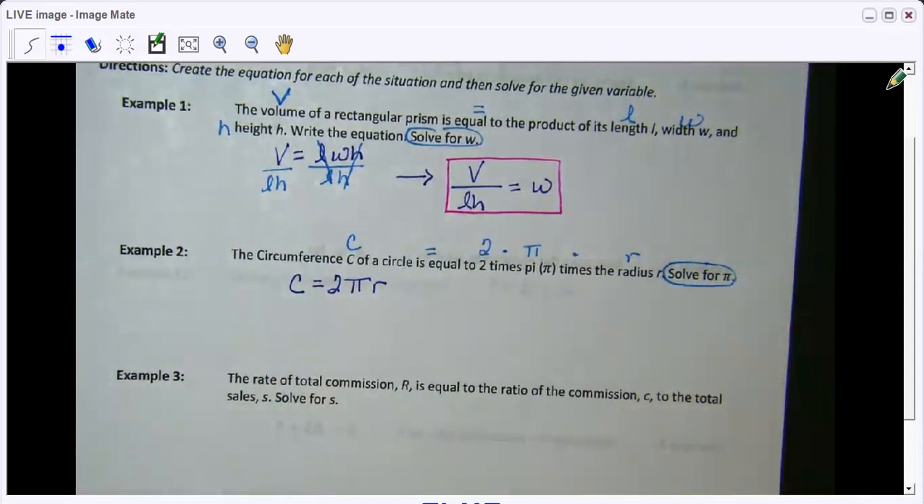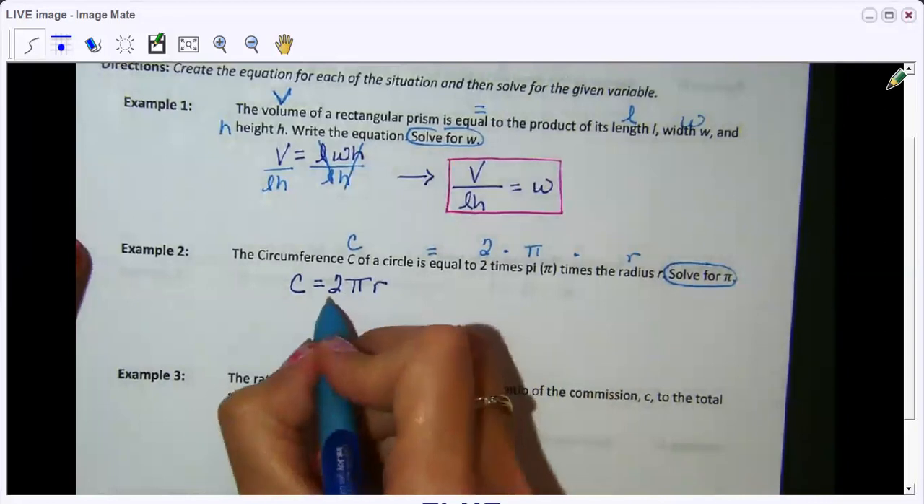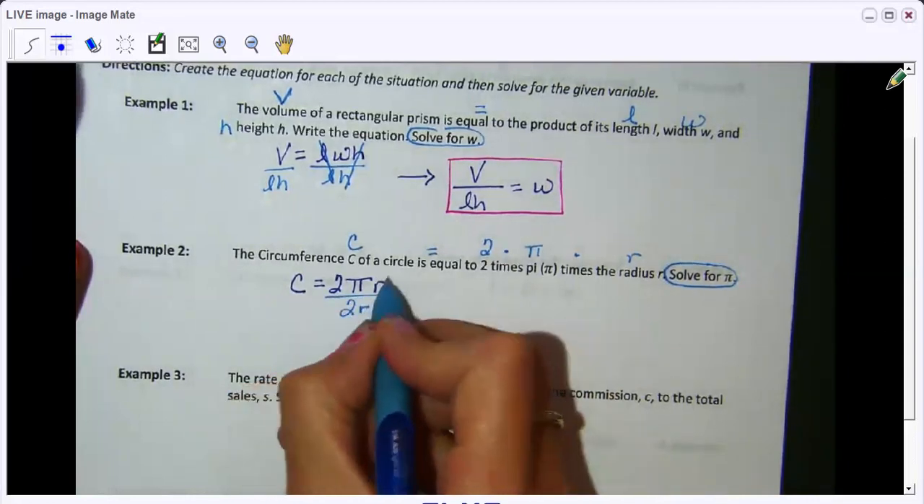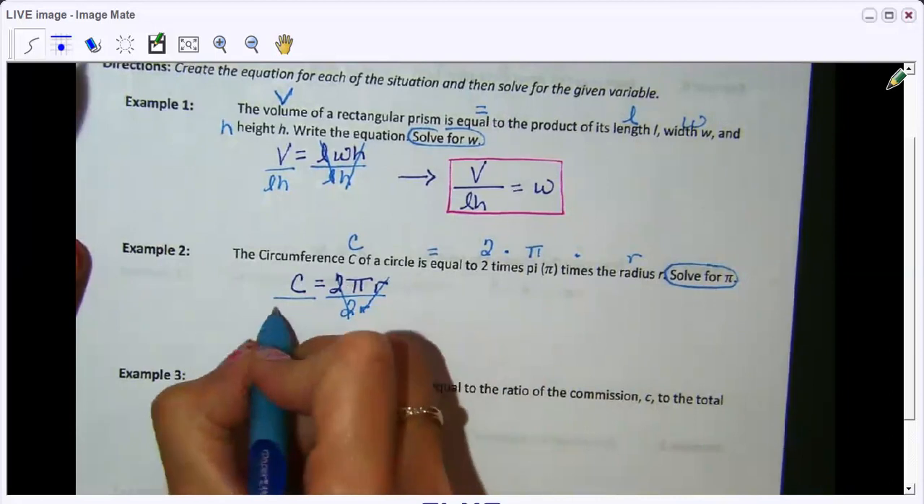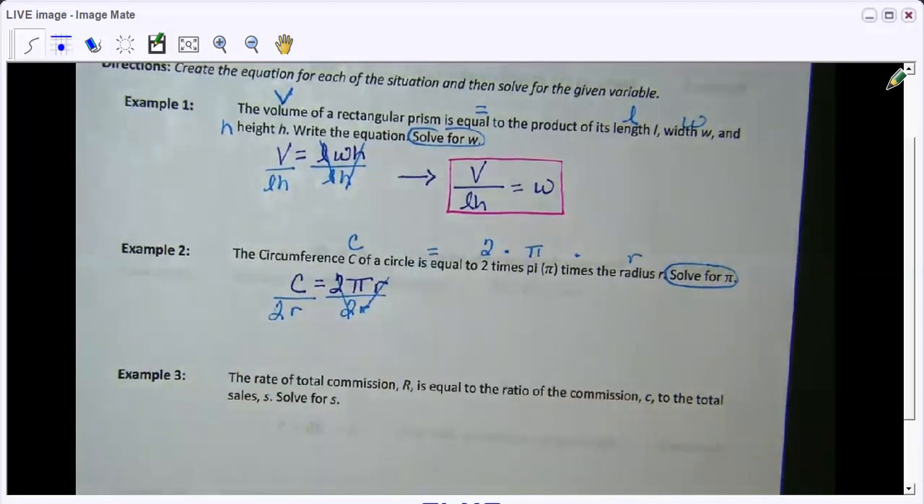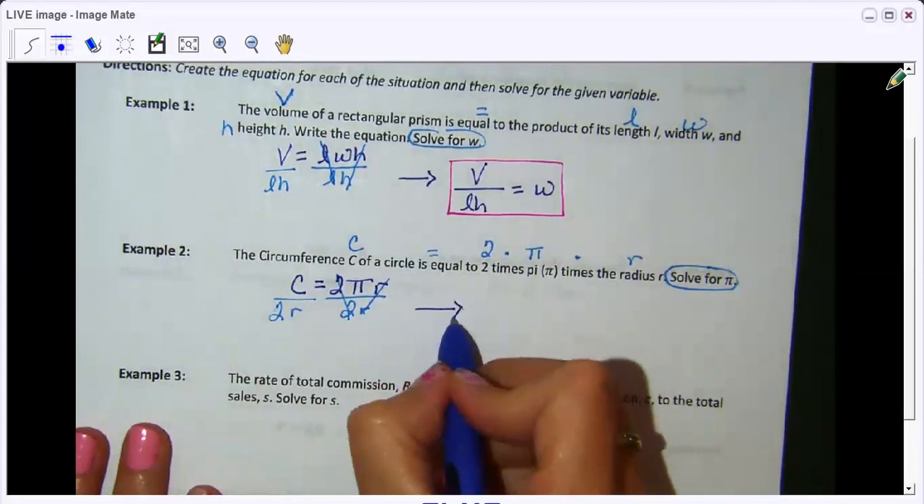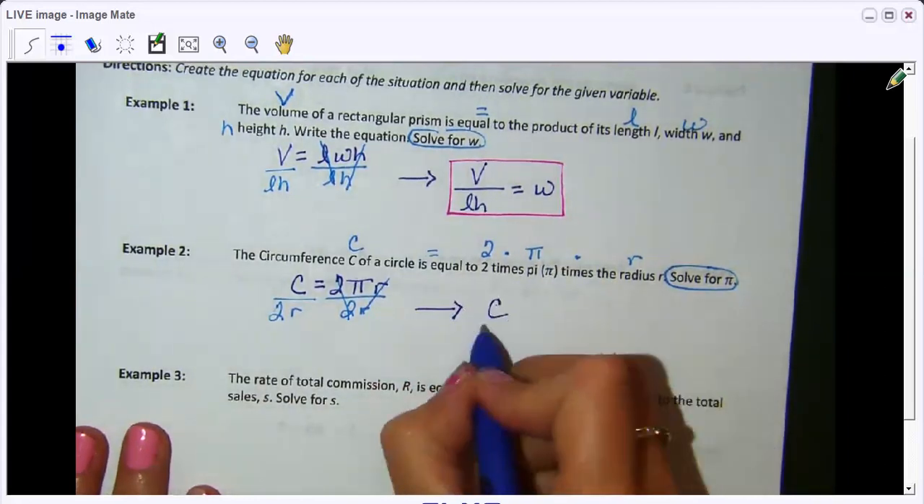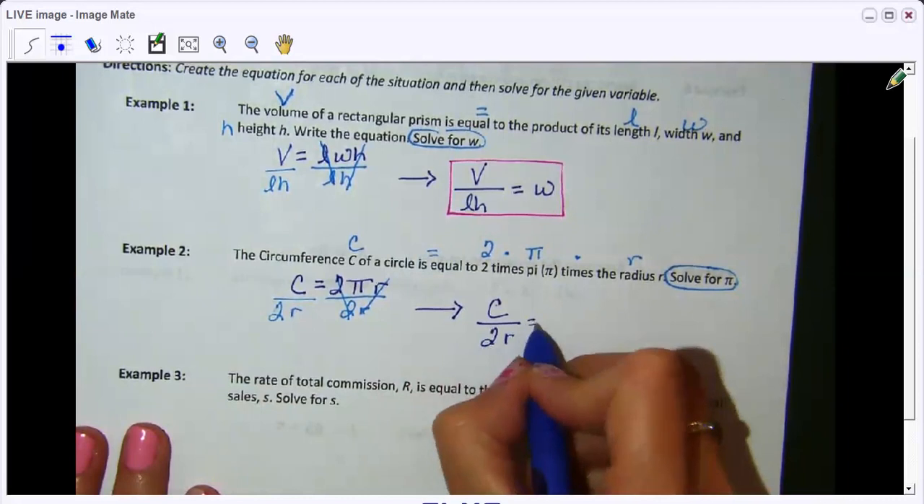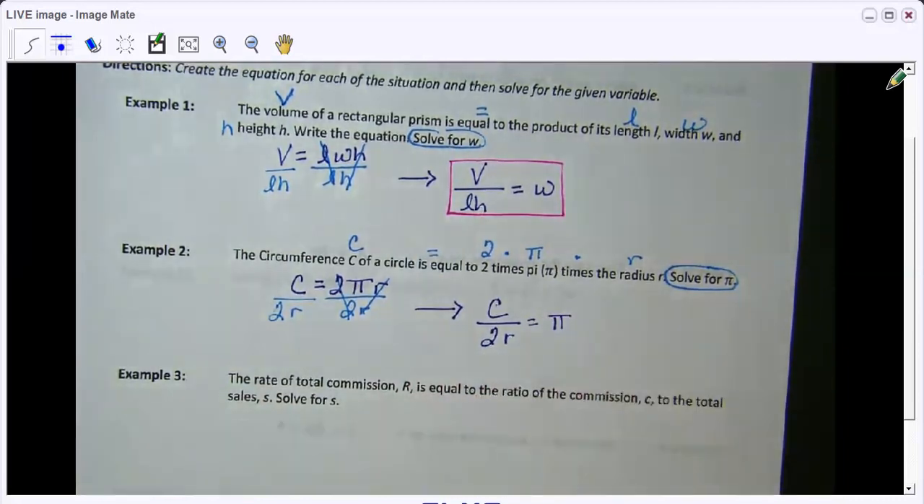We just did one like it. So somebody different who has not answered, tell me what we have to do to both sides of this equation. Caleb. Divide both sides by 2 times r. Exactly. Divide both sides by 2r because we get rid of it here. And then we have to do the same thing on the bottom. So we rewrite our new equation as C over 2r equals pi. In this case, we're not turning pi into 3.14. And until I tell you otherwise, you're going to leave pi as pi and not turn it into 3.14. Okay.